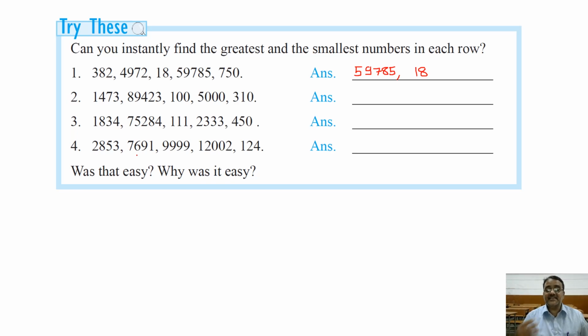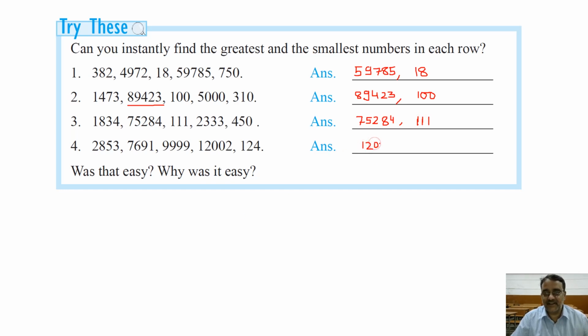Why is it easy? Because the number of digits are different. So the number with more digits is the bigger number, like here it has 5 digits. So 89,423 is the greatest. Next, which is smaller? 100, right? Next, third question, which is greatest? 75,284. Right. Which is the smallest here? 111. 111, right? Now the last question, which is the greatest number?